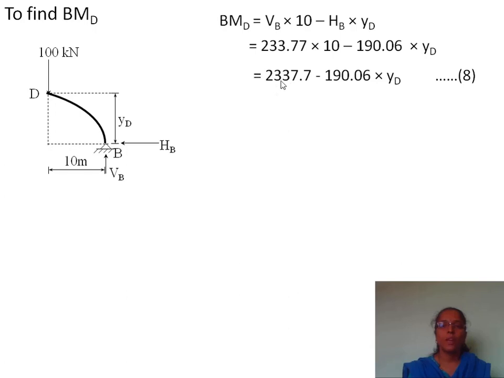If we simplify it, 2337.7 minus 190.06 YD, take it as equation 8. So we know that the ordinate in the right segment is given by 4hx by L square into L minus x, where h is equal to h2 and L is equal to 2L2. We have to substitute those values here. So let us substitute them.